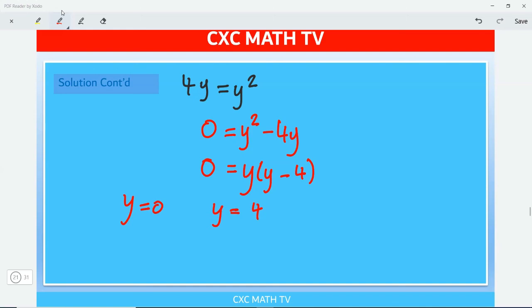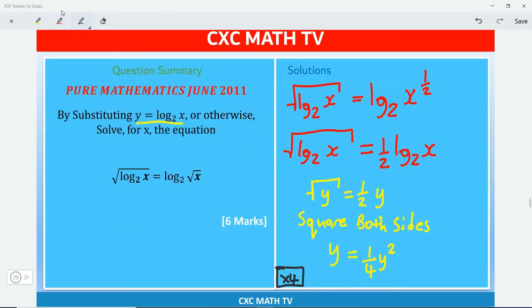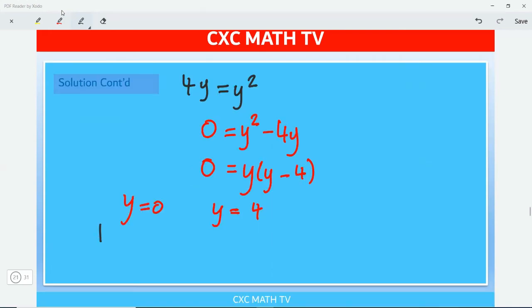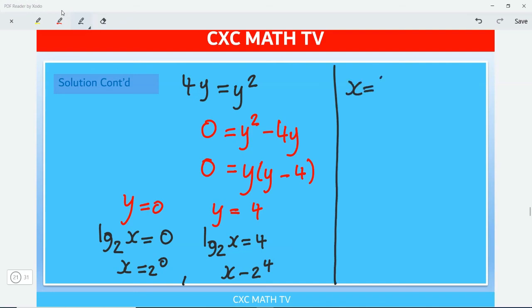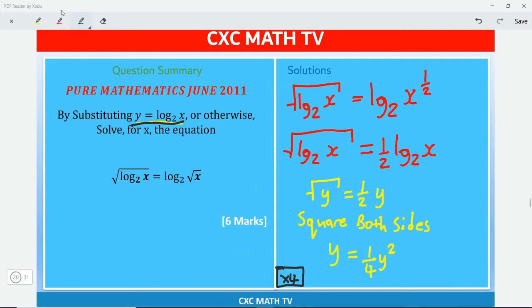But remember, what was y? y was log base 2 of x. That's what we substituted. So log base 2 of x is 0, or log base 2 of x is 4. From this, it is saying that x is equal to 2 to the 0, or from this, that x is equal to 2 to the 4th power. So the final answers are x is equal to 1, or 2 to the 4th power is 16. So that's saying x is equal to 16. Those are our answers, x equals 1 or x equals 16.